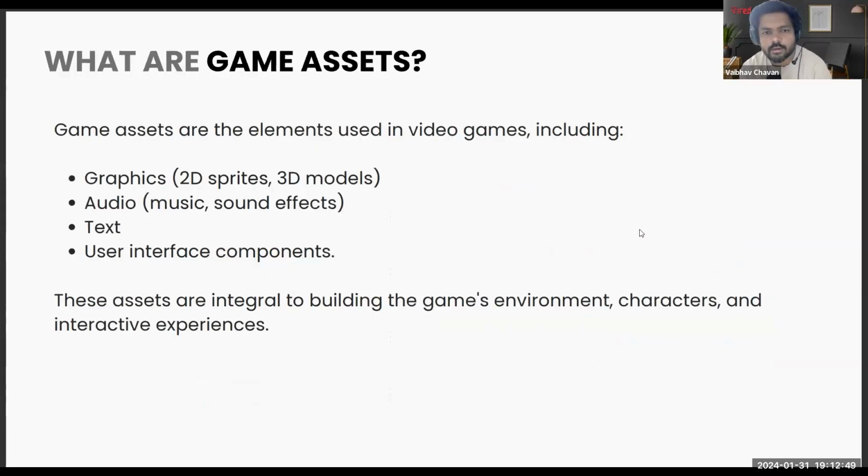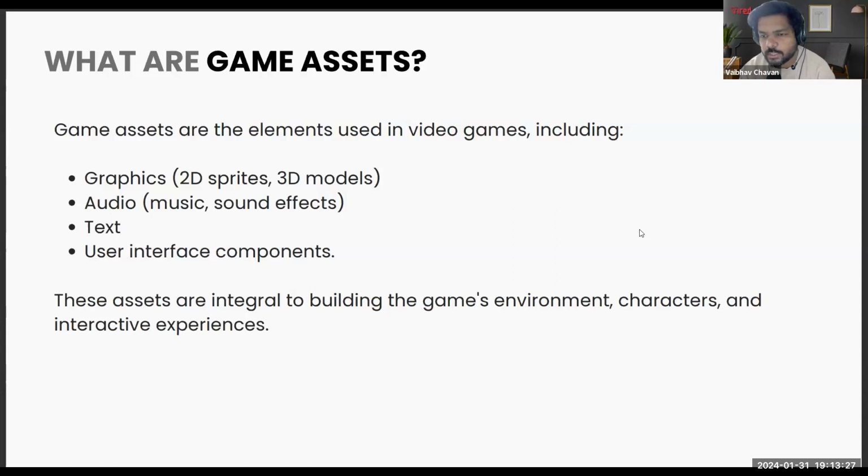Game assets are basically all kinds of elements that are used in video games. That's the simplest definition that I can give you. That consists of multiple things: graphics, audio, the music, sound, the background loops, or the SFX that you use when the character is walking or opening a door, all that stuff. Then there is text, the information that you provide to the player while playing a game, the subtitles, everything.